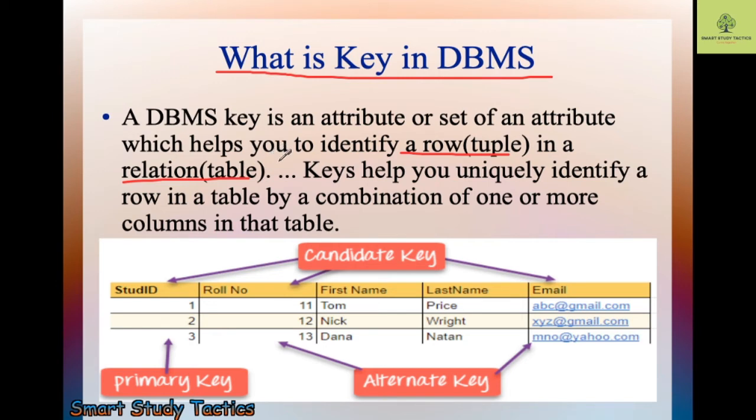Keys help you to uniquely identify a row in a table by a combination of one or more columns in a table. Please make sure that you concentrate on these words: by a combination of one or more columns. So here are some examples: a candidate key, alternate key and the primary key. Generally, as you have seen a lock in which you have to put a key, that key will open that lock only.